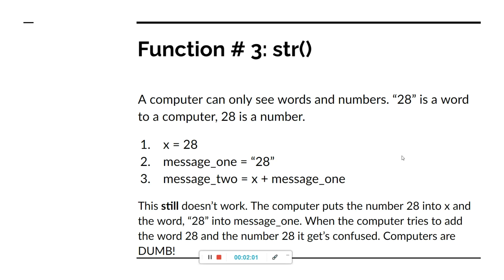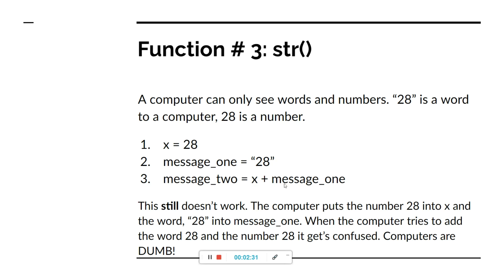So, a computer can only see words and numbers. '28' with apostrophes is a word to a computer. 28 without the apostrophes is a number. So this is a word to a computer. This is not a word. This is a number to the computer. So x equals 28. This is a number. message1 equals '28' with apostrophes. This is a word. So x has the number 28 inside it. Message1 has the word 28 inside it.